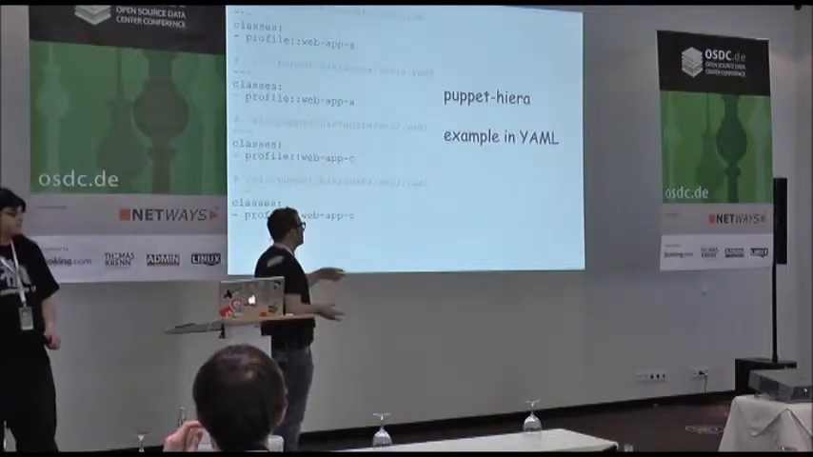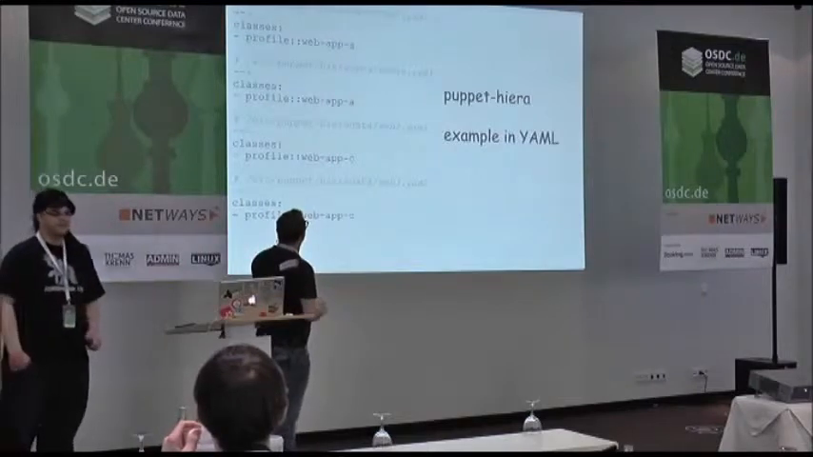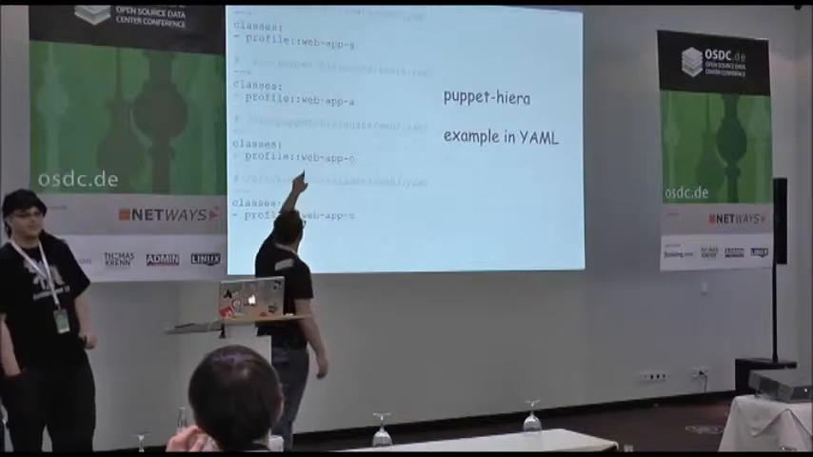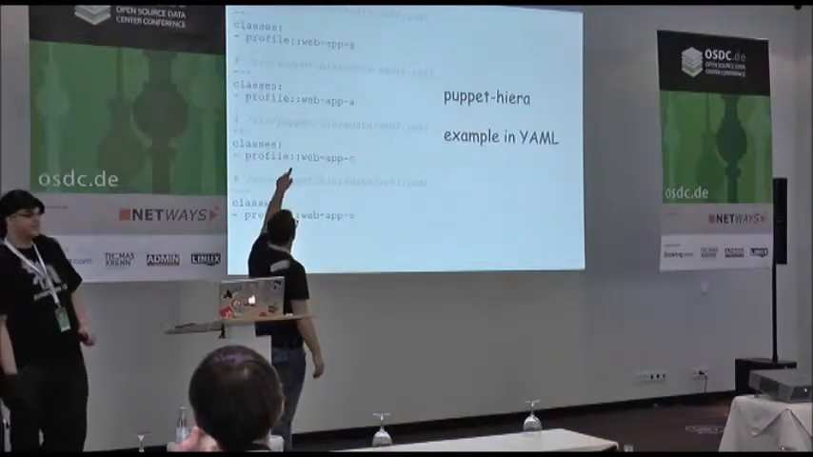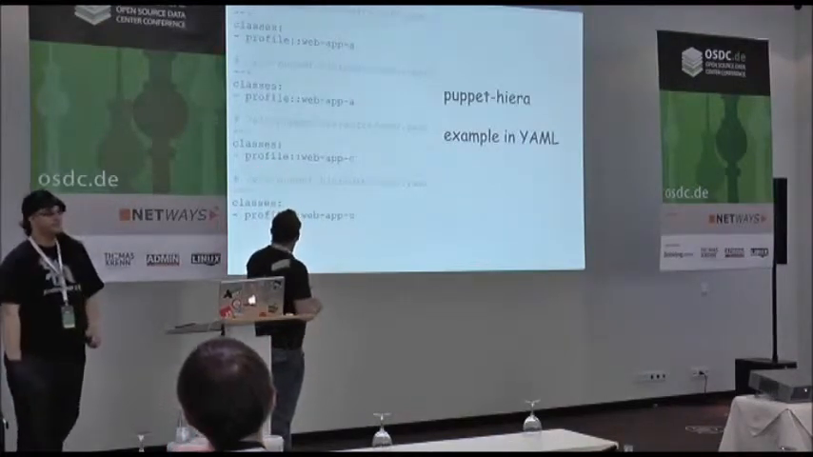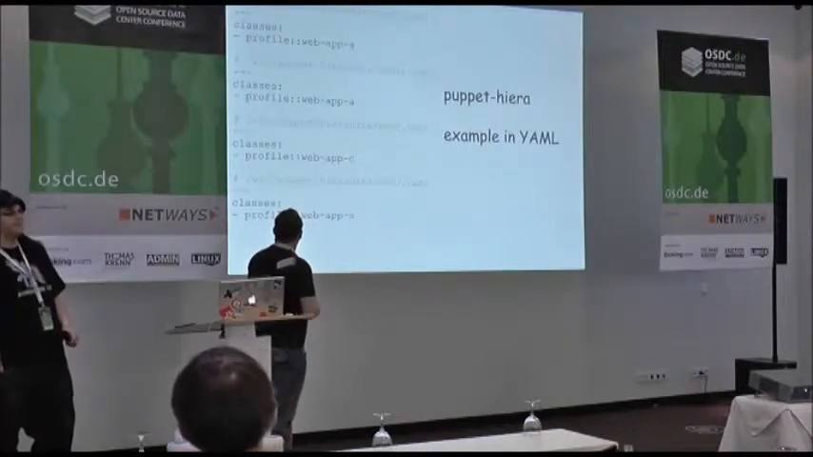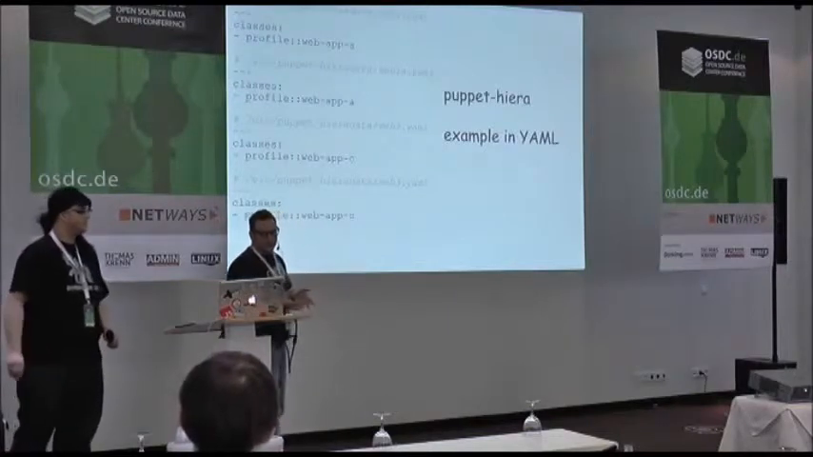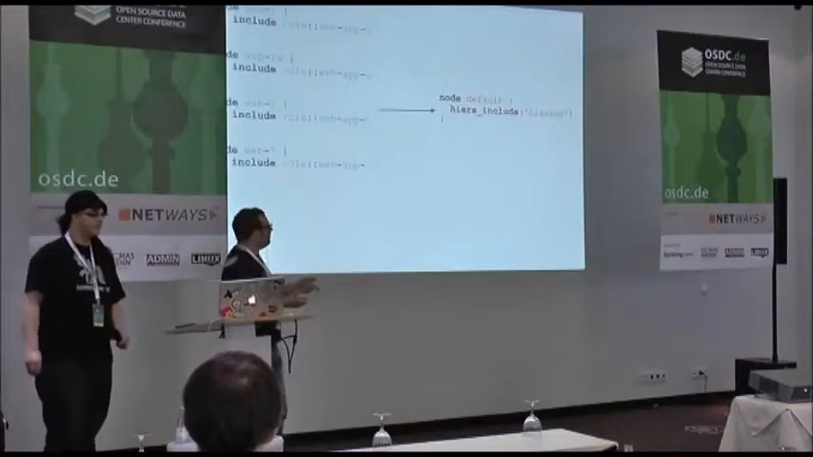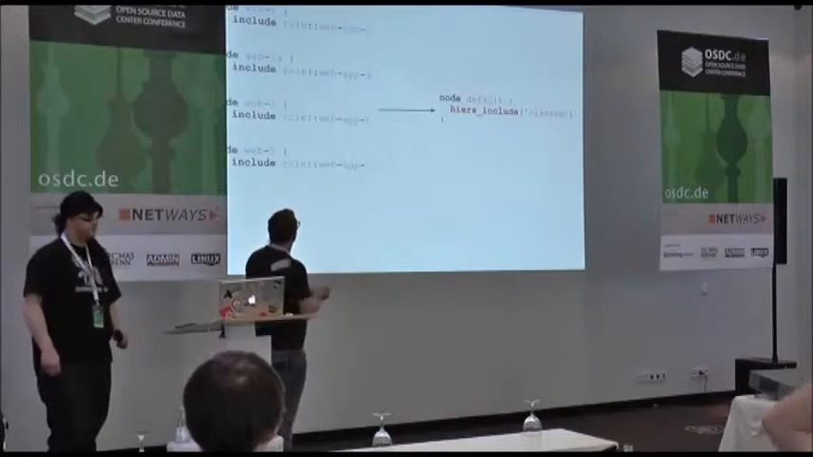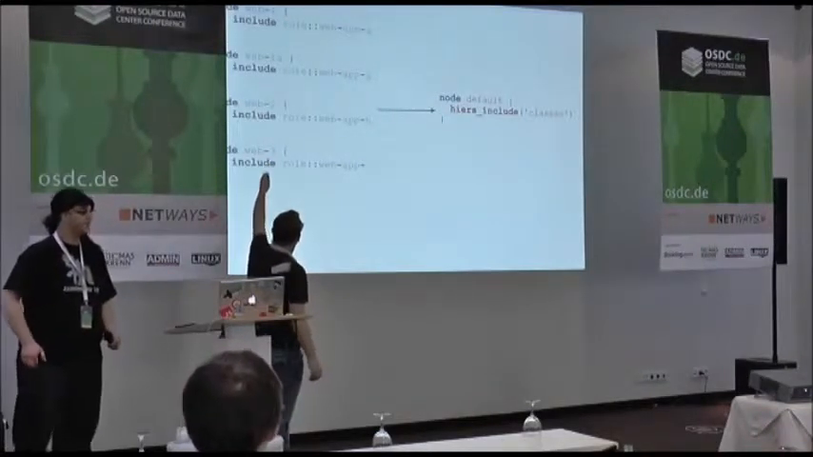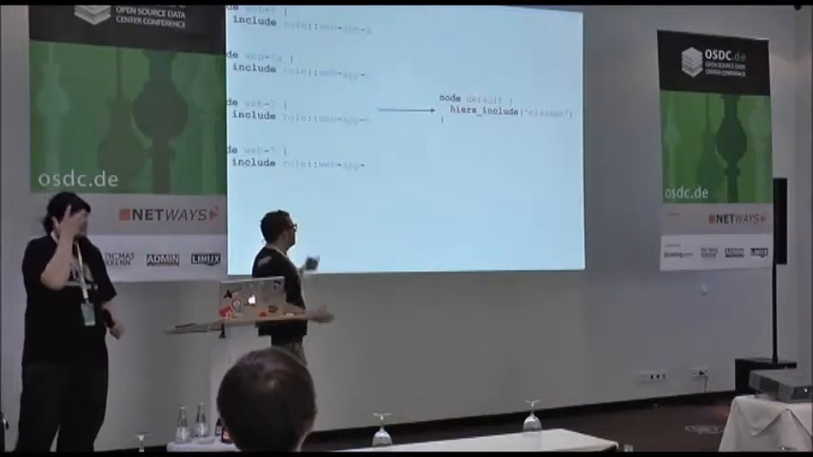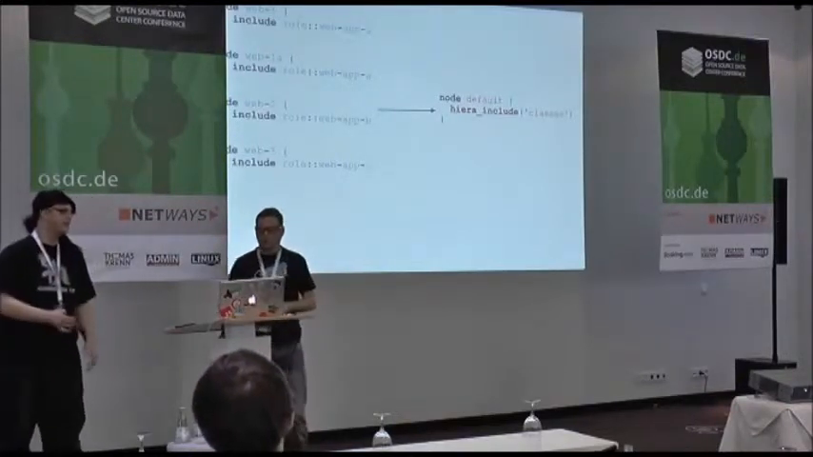For example, this is really an example of YAML. So what we could do here is say the web1 YAML, and we could also say it should include the profile web app A. And so on. So we can just express how a node looks, and we can do it, for example, in YAML. And actually, our node definition now would not be like this, repeating it all the time. We could just do hiera_include, and this hiera_include would just look up what to do.